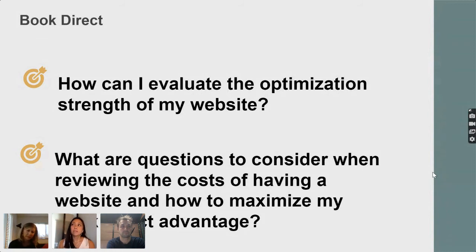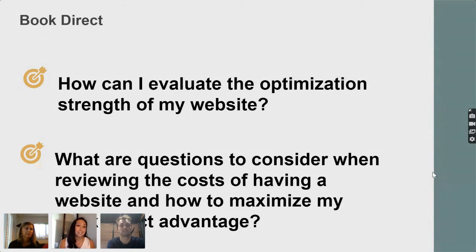Yeah, I think the question of whether or not to have a website is more about considering the potential ramifications, or what you'd be missing out on by not having a website, right? So for sure, having a direct booking website is essential to your business, but there are a lot of different avenues and solutions to doing that.